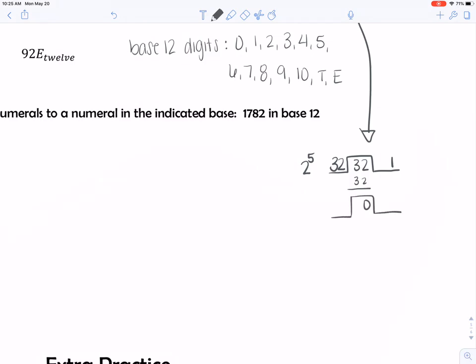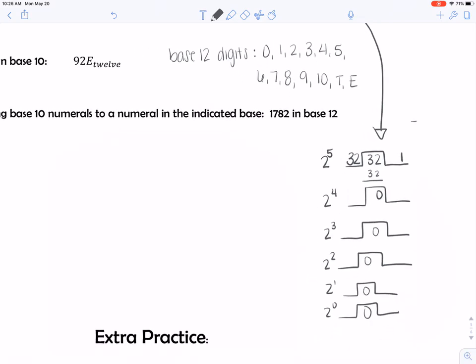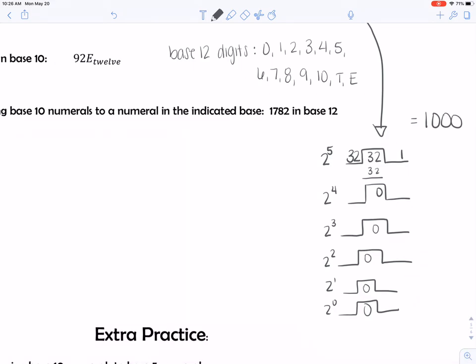So I'm actually going to end up now having a whole bunch of 0 placeholders. So I have 2 to the 4th, 2 to the 3rd, 2 squared, 2 to the 1, 2 to the 0. You're always going to have to go all the way down to the 0 exponent. Now all of these, because this number worked out so nicely, are going to be zeros. So my base 2 number is going to be 1, and then 5 zeros. And then I have to write that it is base 2.